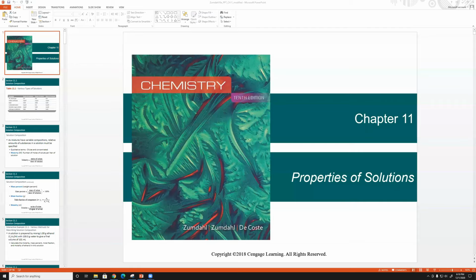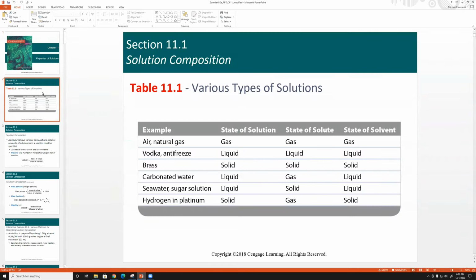All right, so chapter 11, we're going to learn about the different properties of solutions. Now, this means more on the molecular level, how do solutes and solvents interact and what effect does that have on specific things like boiling point, freezing point, on vapor pressure, and other things like that. And also properties of solutions, meaning the concentration and other things.